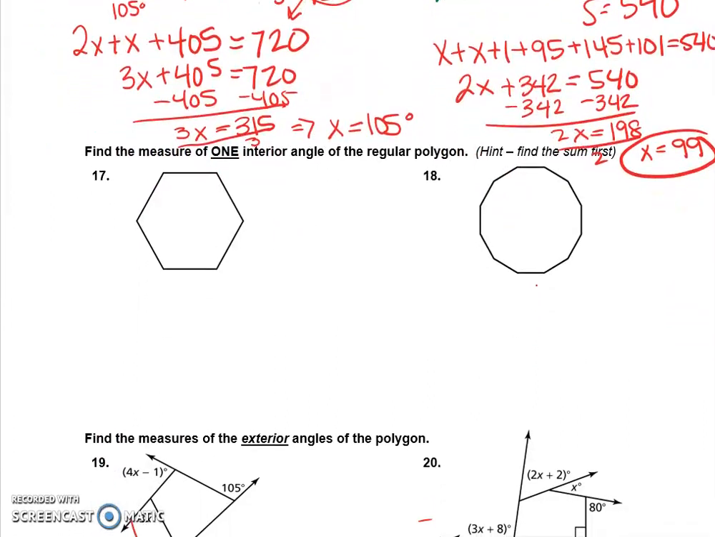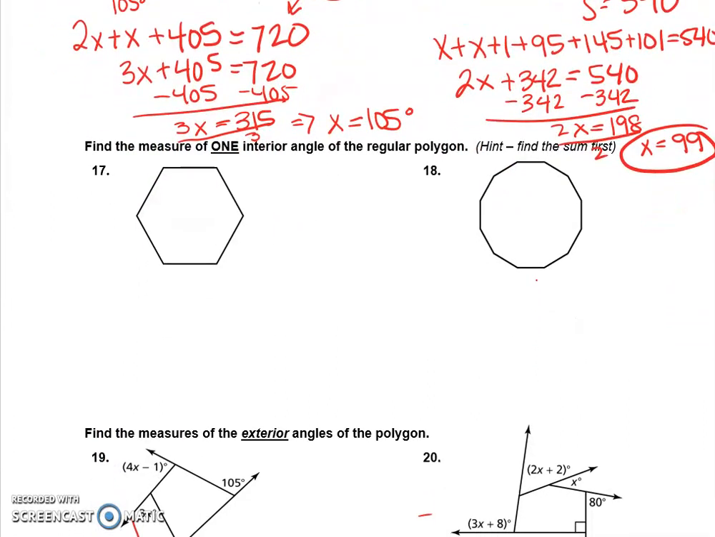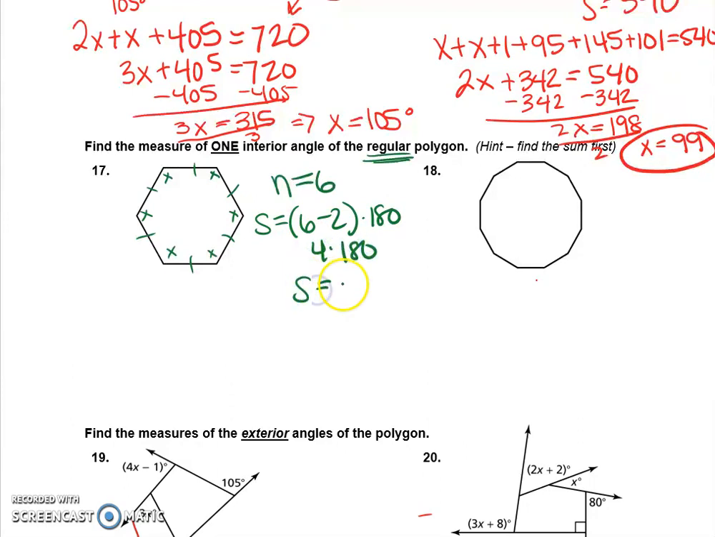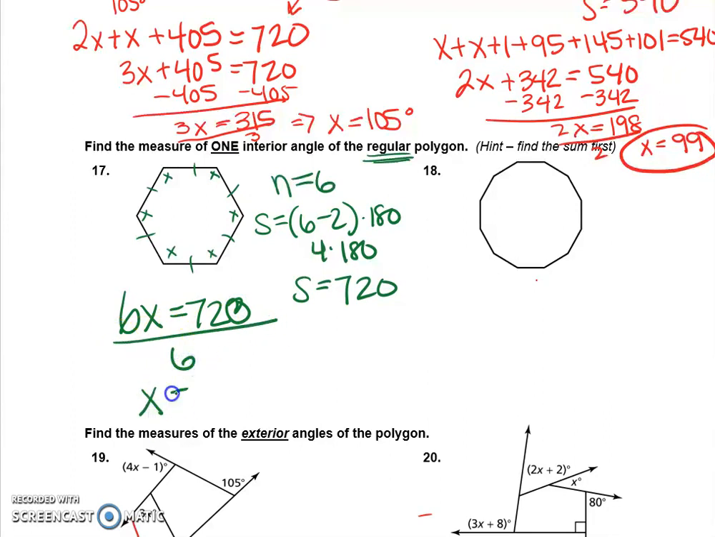On 17 and 18, you're finding the measure of one interior angle of the regular polygon. Remember, regular means all of these angles are the same. So if it helps you to put x's here, you totally can do it. So this is a 1, 2, 3, 4, 5, 6-sided shape. Once again, sum equals 6 minus 2 times 180, which is 4 times 180, which is 720. I have 6 x's. They're all the same. So those 6 angles add up to 720. Divide everything by 6. And the measure of one of those angles is 120 degrees. They're all 120 degrees. Okay?